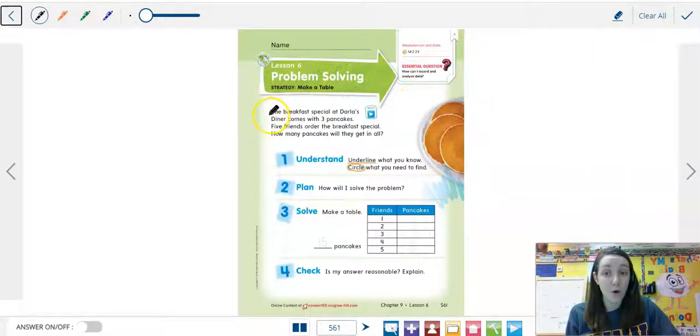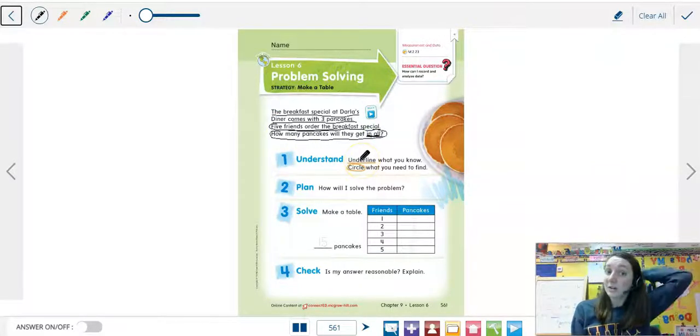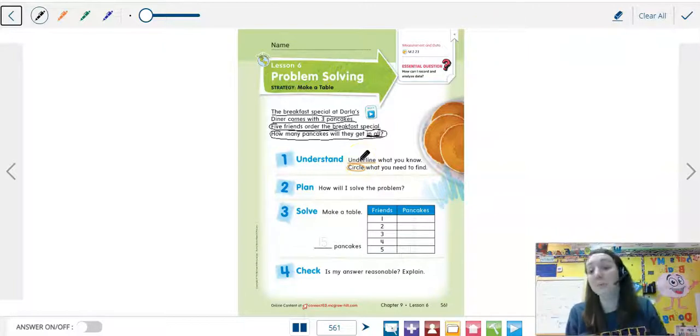We know the breakfast special at Darla's comes with 3 pancakes. We know that each special is 3 pancakes. We know that 5 friends, just underline that, not circle, ordered the breakfast special. We want to know how many pancakes we get in all. That "in all" is a clue that we are going to add them all together. We're combining everything together. It's not subtracting, we are adding.